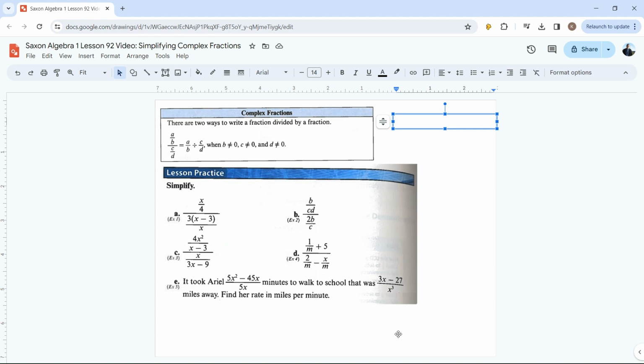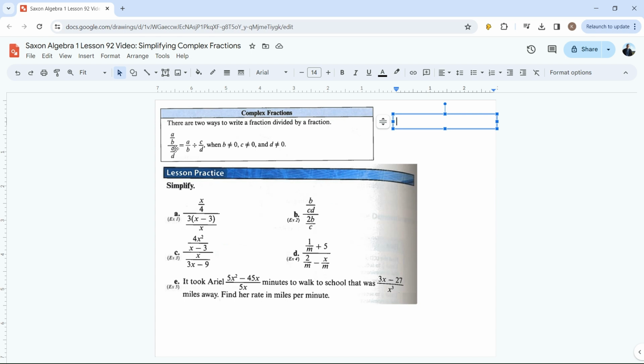Algebra students, in this lesson we're going to be talking about how to simplify complex fractions. Now, what is a complex fraction? It's a fraction divided by another fraction. Or more simply, there's another form that these can take. It's a math symbol that involves two or more fraction bars in the same expression.